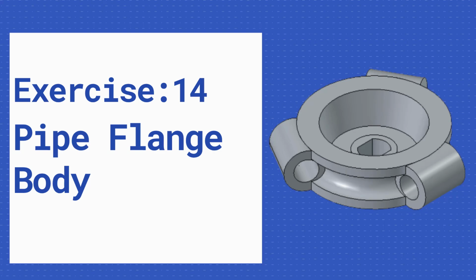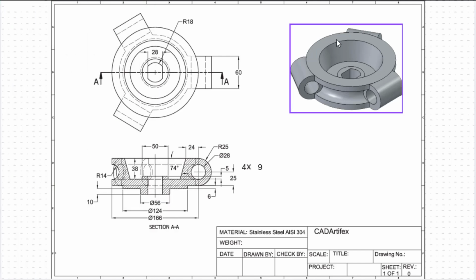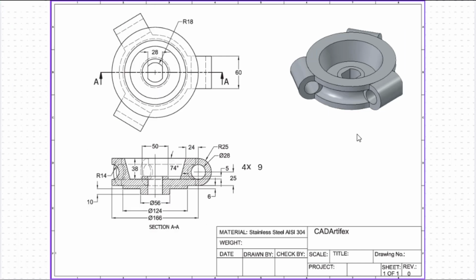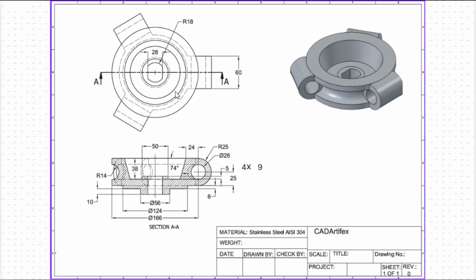Hello and welcome back. In exercise 14, we'll be creating a pipe flange body. So let's look at the technical drawing. This is the technical drawing and this is the flange we are going to create. Here is the top view and this is the section view of AA.